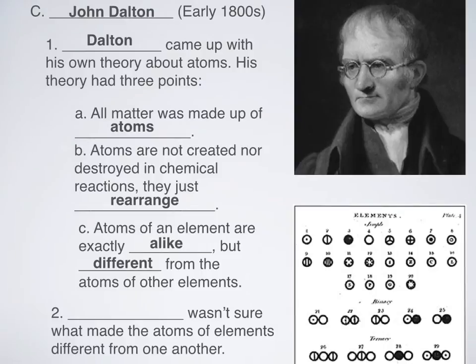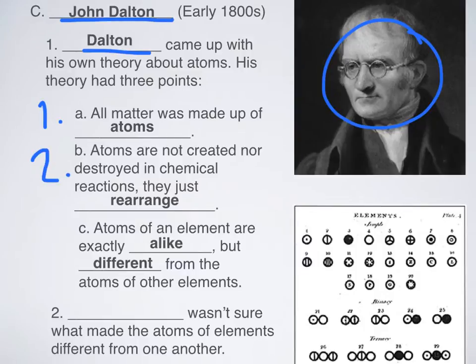So now we're going to jump forward another 500 years and talk about this guy, John Dalton. Now, John Dalton was an accomplished scientist, and he came up with his own theory about atoms and how they work. His theory had three main points. The first point is that all matter is made up of atoms. His second point was that atoms are not created nor destroyed in chemical reactions, they merely rearrange themselves. And his third was that atoms of an element are exactly alike, but they're different from the atoms of other elements. And as we will find out, his first two points are entirely true. His third point, though, not exactly.